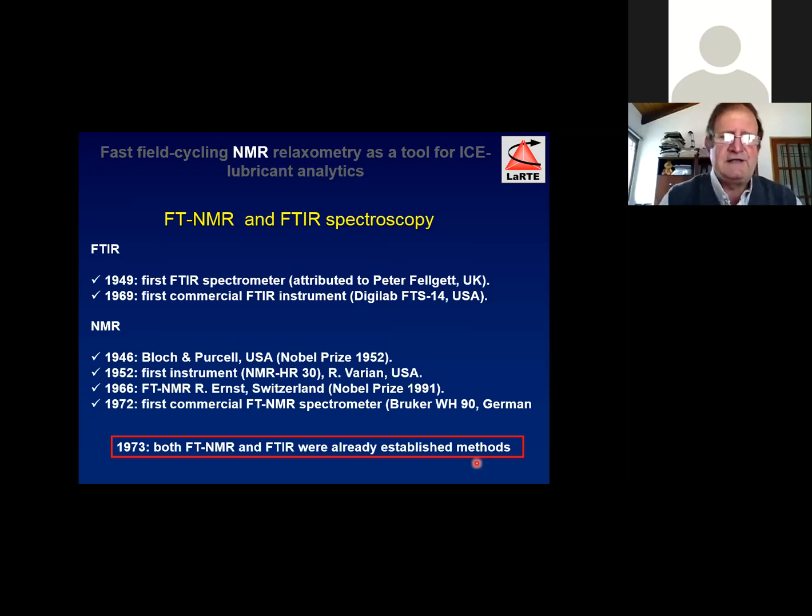NMR dates, okay, NMR people, I hope more of you are NMR people, you know the dates. The point is that the first Fourier transform NMR spectrometer, as far as I could find, appeared in 1972. So we can fix 1973 as a reference date where both techniques were already established and well known.